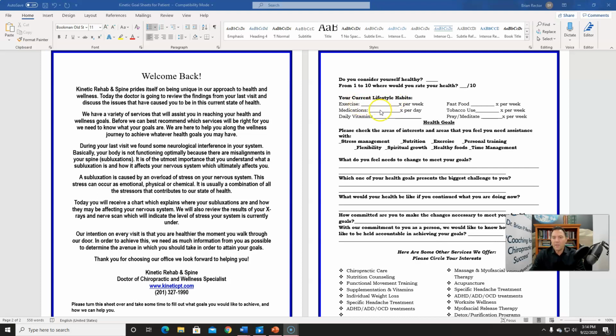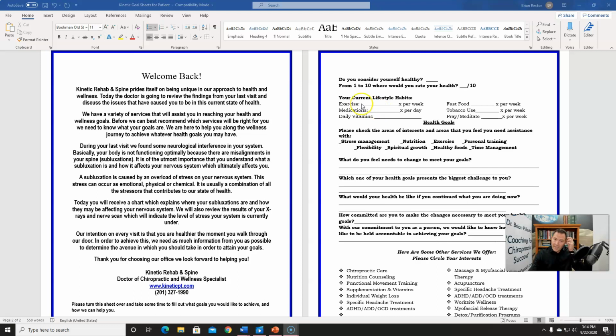Exercise, how many days a week, medications, daily vitamins, fast food, tobacco use, pray, meditate. So let's talk about why I use each one, why I put these down. And you can add more if you think it's appropriate or take away one. But these are the most common areas that bring up conversation, or these are some of the issues that I think the patient might have understanding where their overall health and well-being is.